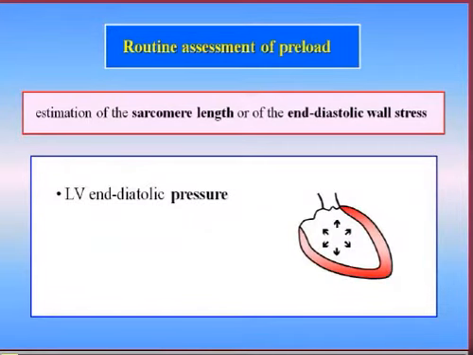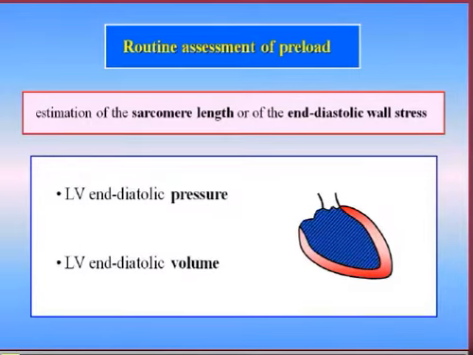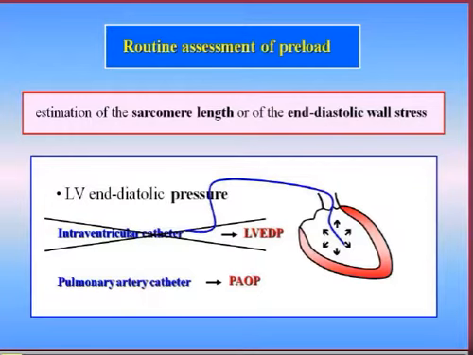Either by measuring the left ventricular end-diastolic pressure or by measuring the left ventricular end-diastolic volume. For the first one, we may have the possibility to insert an intraventricular catheter and to measure directly the left ventricular end-diastolic pressure, but you know that it's not a routine method. So the method we can use at the bedside is to insert a pulmonary artery catheter and to measure the wedge pressure, pulmonary artery occlusion pressure.